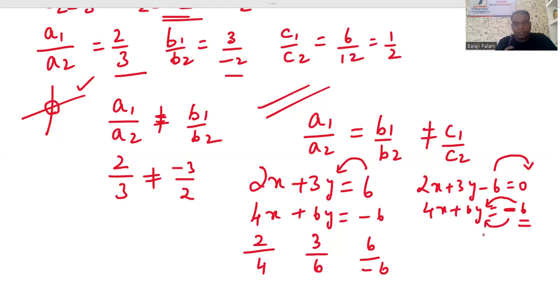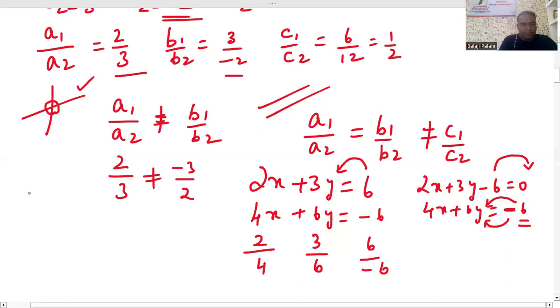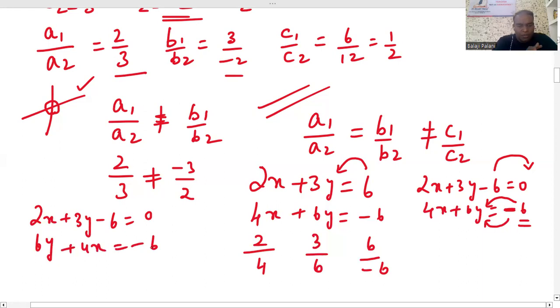So you can expect such twists and turns in these questions. Be very careful and clear with the coefficients and the signs. One more thing, you can also have it like this: 2x plus 3y minus 6 is equal to 0, and 6y plus 4x is equal to minus 6. All possible ways it can be jumbled just to confuse you.